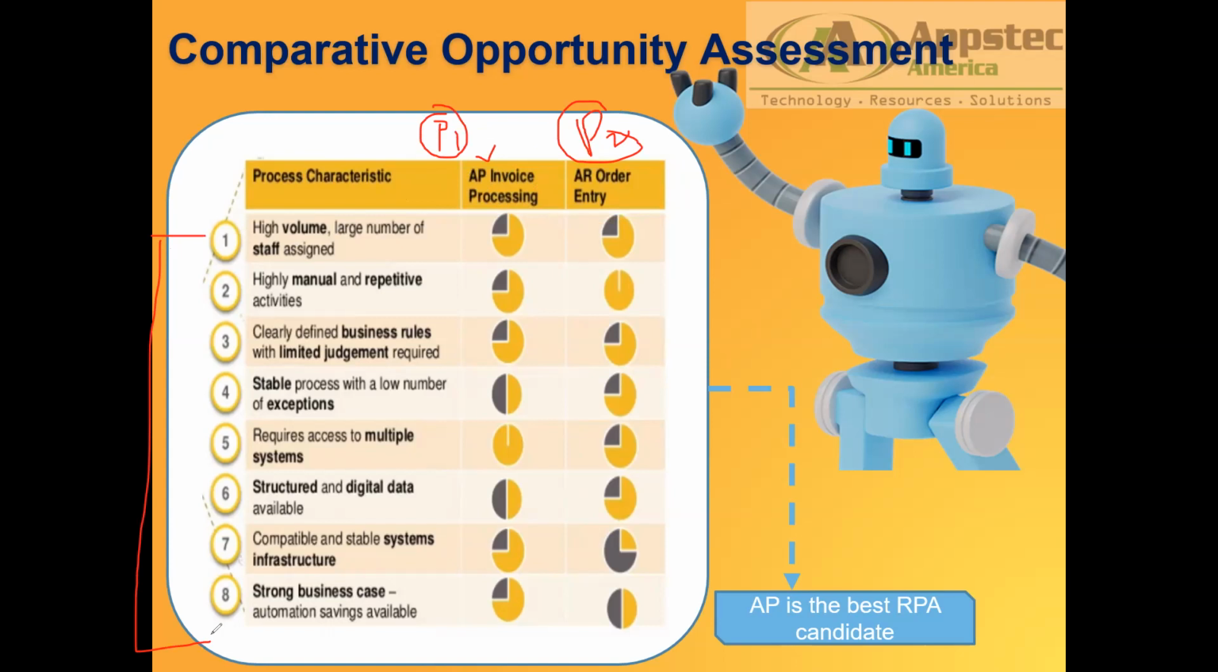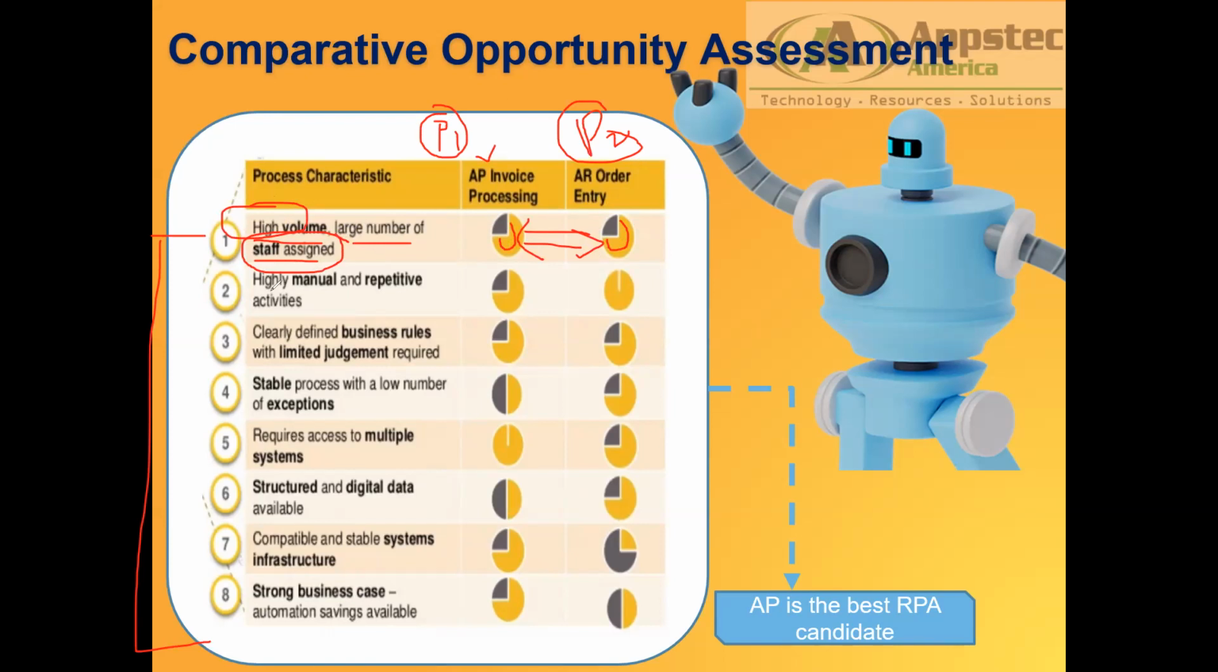All right. So what are the process characteristics? Let's say first I want to know whether there is high volume and a large number of staff assigned. If you see, the graph shows that almost 70% of this process is high volume with large staff assigned. Also for AR, 70% or more fits the same requirement. So for this high volume and high staff characteristic, there is a tie between both processes.